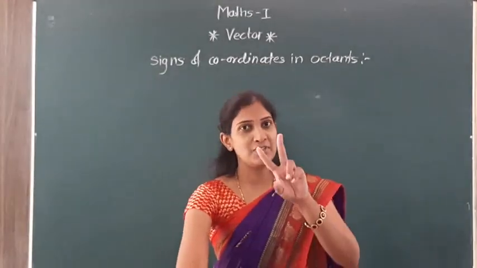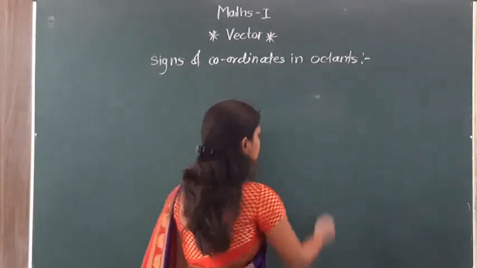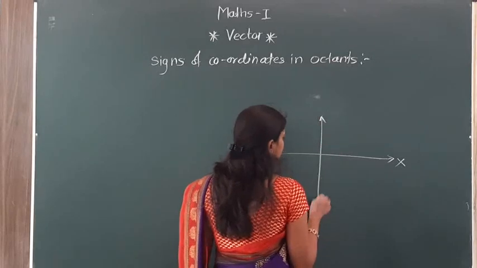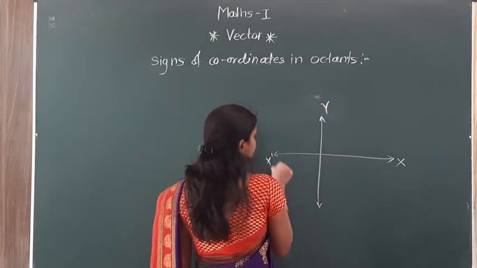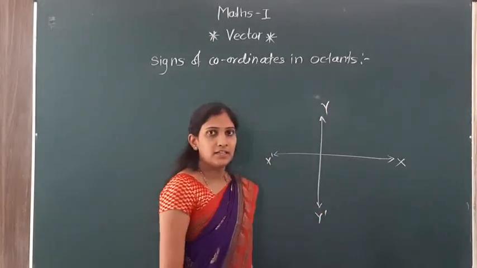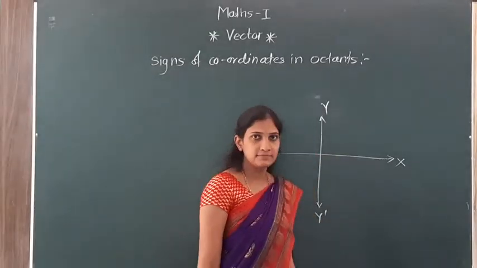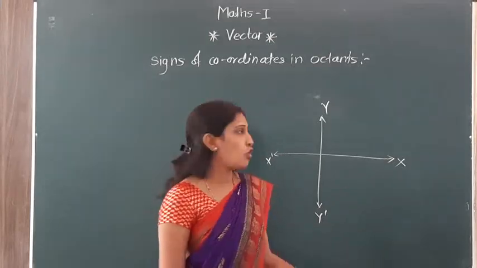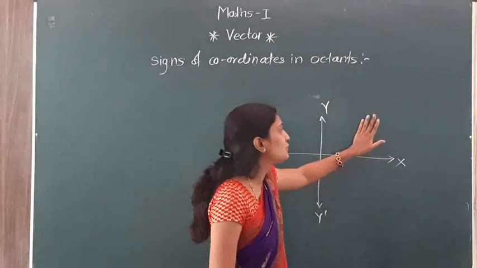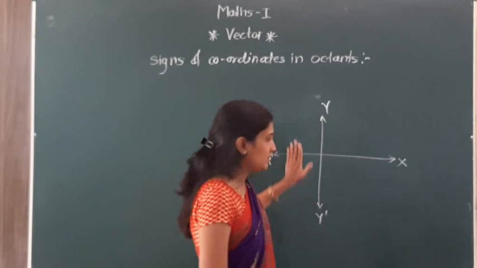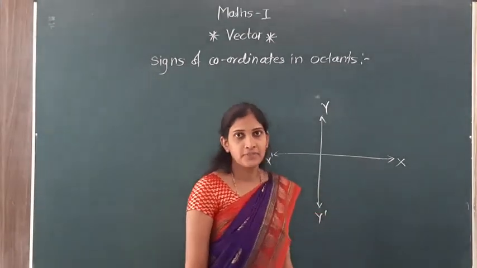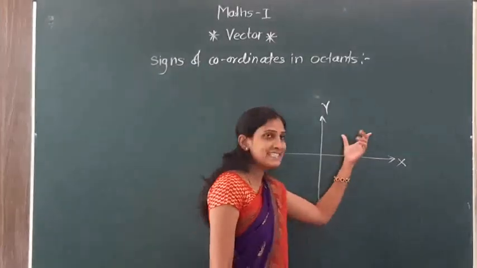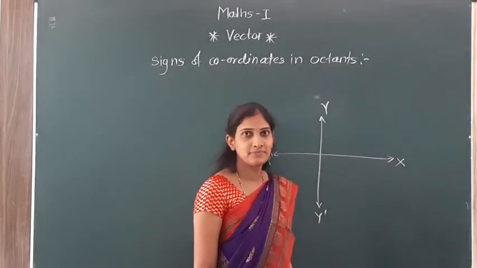We know the two-dimensional system. If this is the x-axis and this is the y-axis, these two axes divide this plane into 4 parts, so we call them quadrants. This is the first quadrant, second quadrant, third quadrant, fourth quadrant. And we know the signs of coordinates in those particular quadrants.